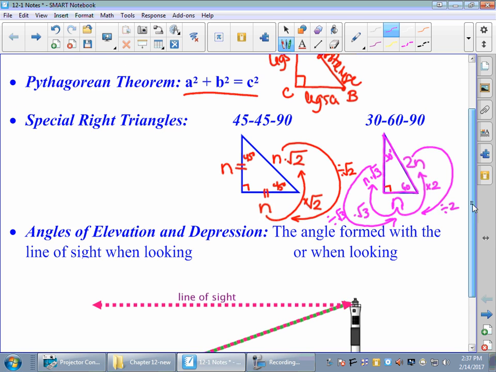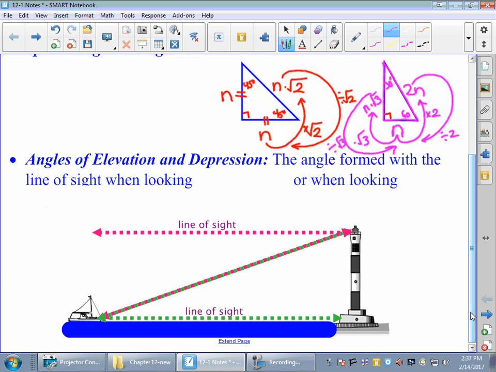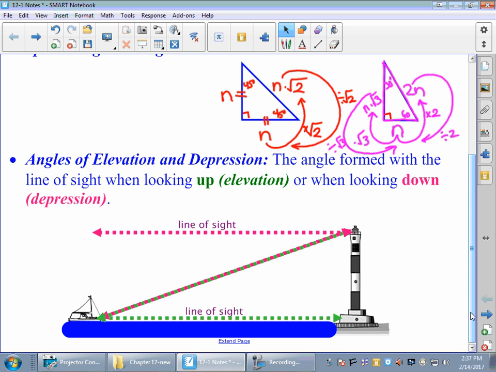So we always work through the short side and then get the other number. There's these things called the angles of elevation and depression from geometry. It's all about your lines of sight and which way you're looking. So word problems involve these terms. When they talk about an angle of elevation, it's the angle formed with the line of sight when looking up. And the angle of depression is when you have the line of sight and you're looking down.